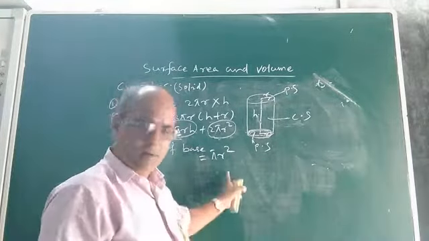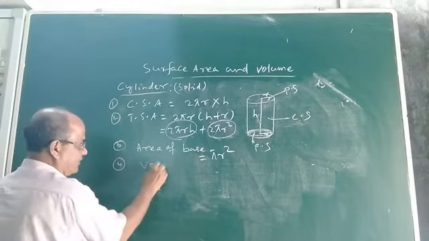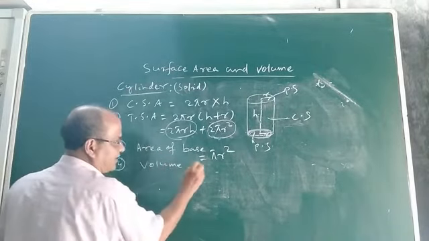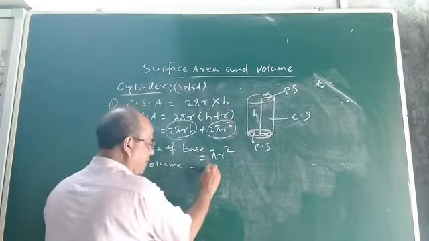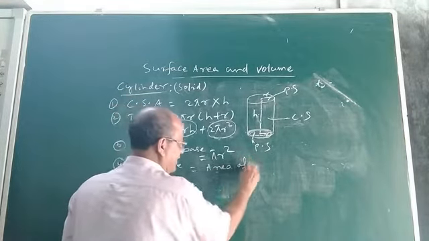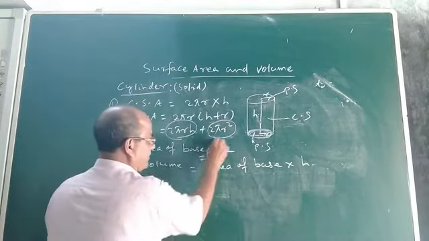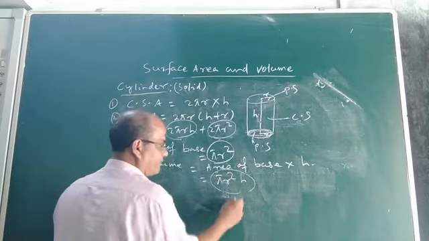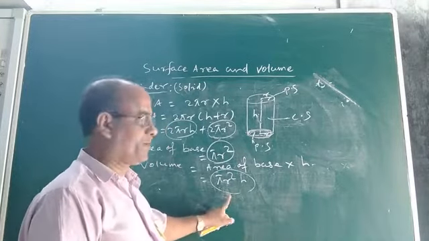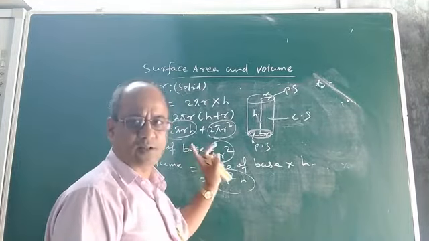Then how to find the volume? The volume of a solid cylinder is given by the area of the base into height. So what is the area of the base? Pi r square. So it will be pi r square h. This is the formula to calculate the volume of a solid cylinder or right circular cylinder.